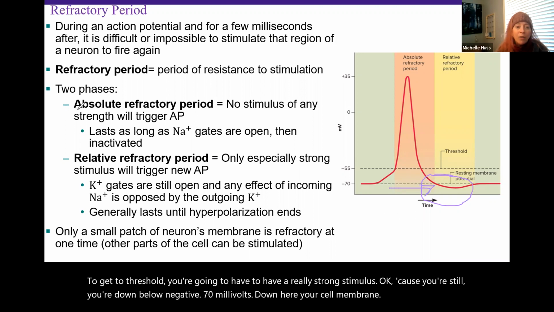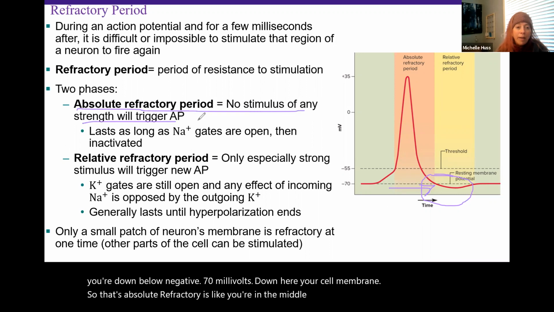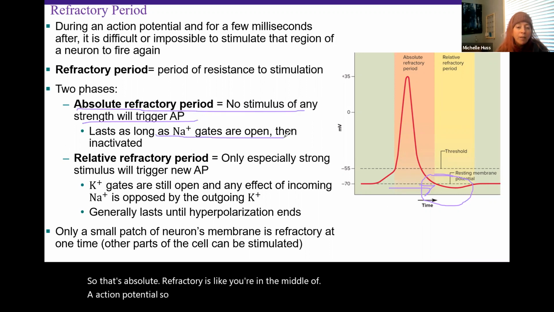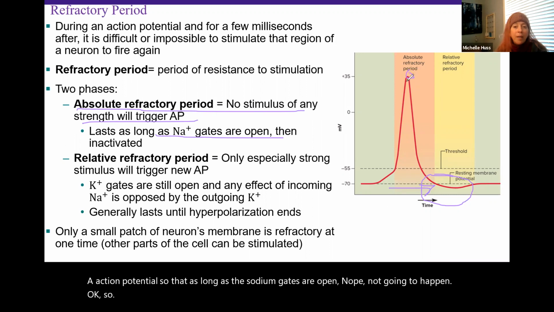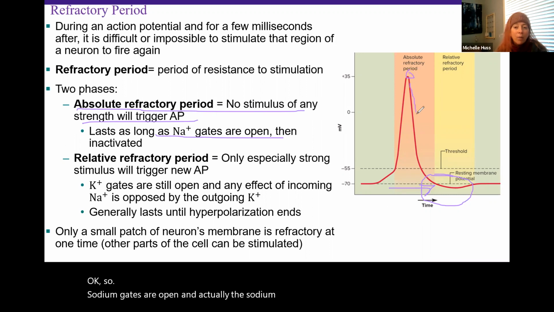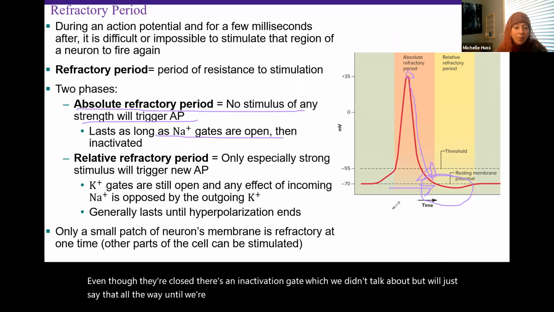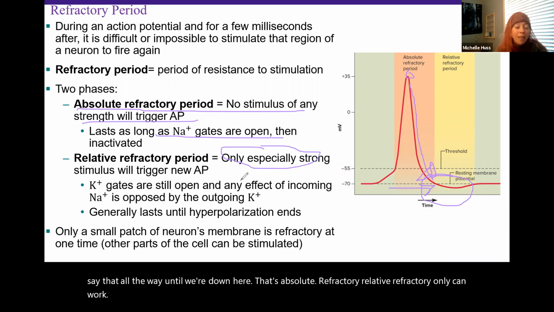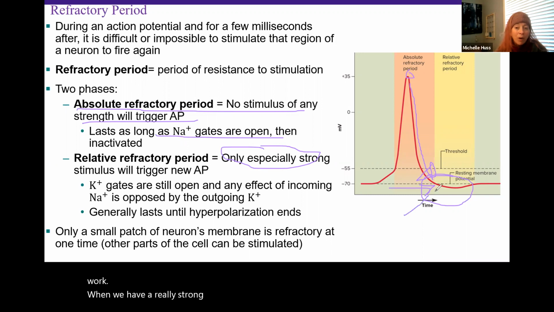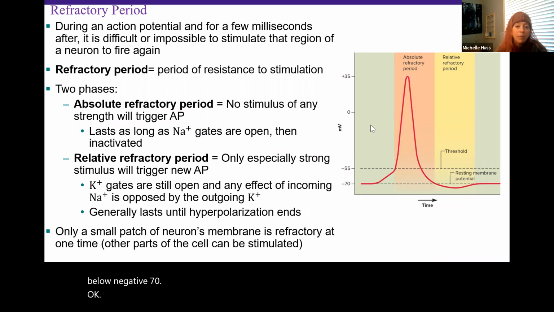So absolute refractory is like you're in the middle of an action potential. As long as the sodium gates are open, nope, not going to happen. Even though the sodium gates are closed, there's an inactivation gate, which we didn't talk about, but we'll just say that all the way until we're down here, that's absolute refractory. Relative refractory only can work when we have a really strong stimulus, because we are hyperpolarized, because we are down below -70. So this is for any part of the membrane.